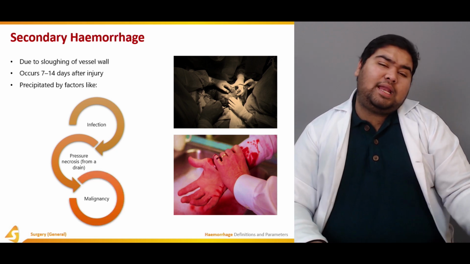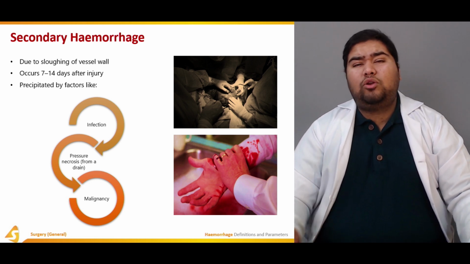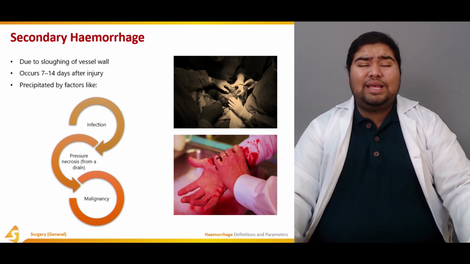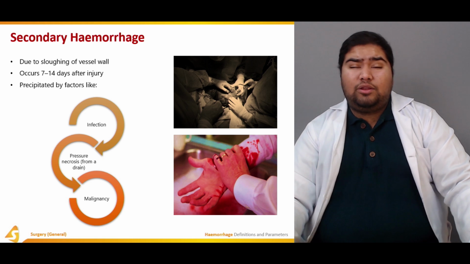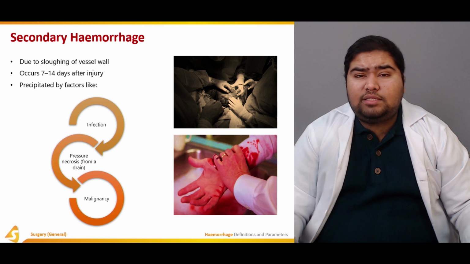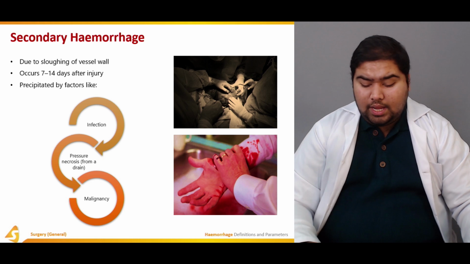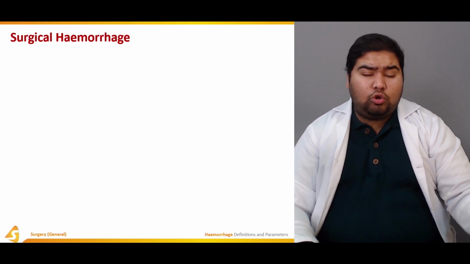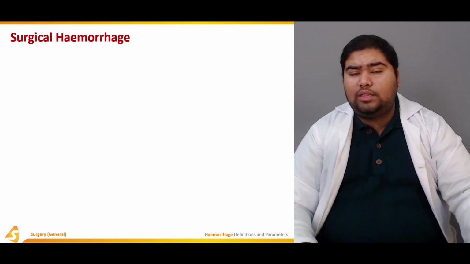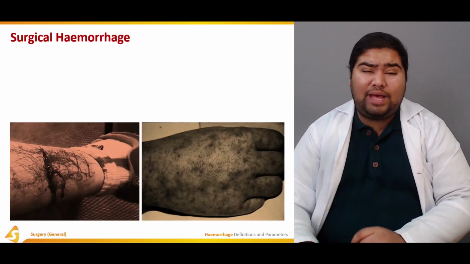And finally, it can occur in malignancies, because malignancies are chronic conditions that have been there. They have been encroaching on normal vessels, and once a malignancy has been removed or even not removed, this malignancy can destroy the vascular wall, and this destruction of the vascular wall can lead to secondary hemorrhage. Now, talking of the next category of hemorrhage, which is the surgical and the non-surgical hemorrhage. Let's see what these are and how to manage these.